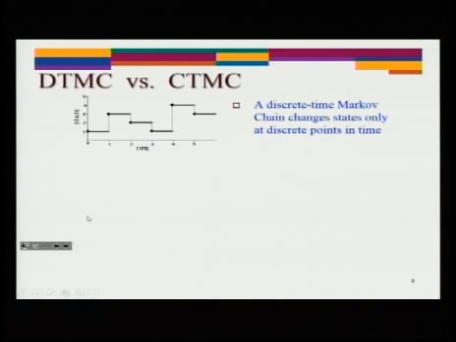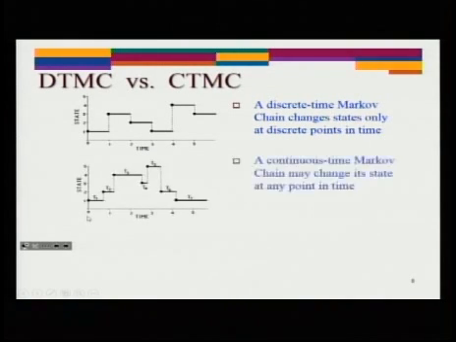And the discrete time Markov chain changes states only at discrete points in time, whereas the continuous time Markov chain may change its state at any point in time, right? So I mentioned that transit points in the continuous time Markov chains are not necessarily integers.